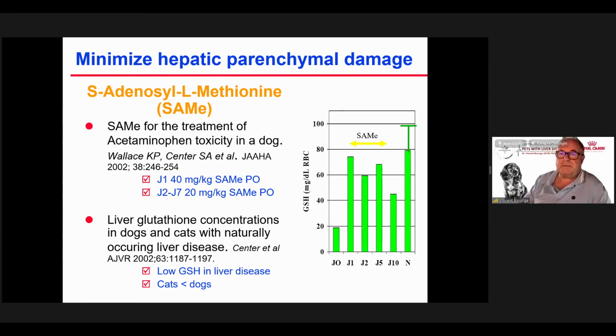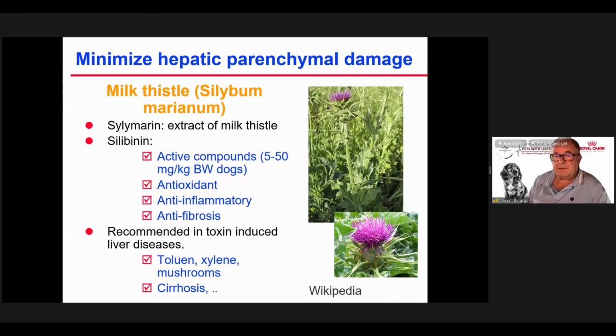And this is the same thing with what we call milk thistle. The Latin name is Silybum marianum. Again, it's an antioxidant. It has been used in human and in animal against toluene toxicity, xylene toxicity, some mushroom that can have a very deleterious effect on the liver. Again, you can buy it as a food supplement, but you cannot buy it in a diet.